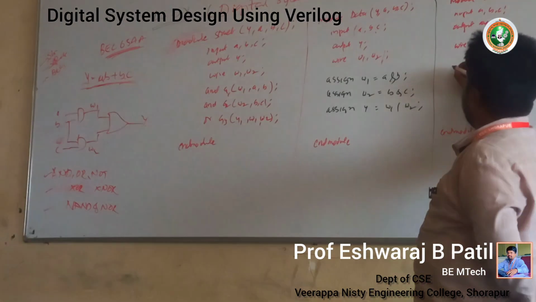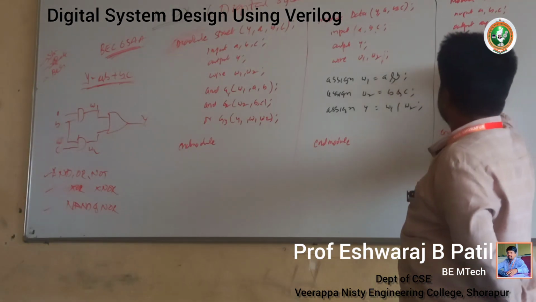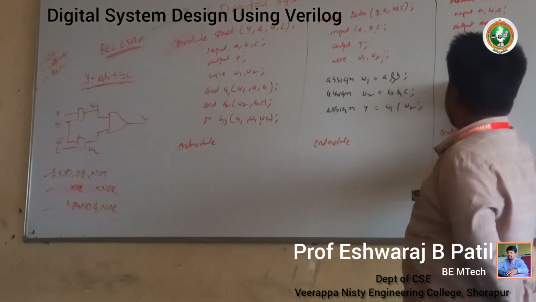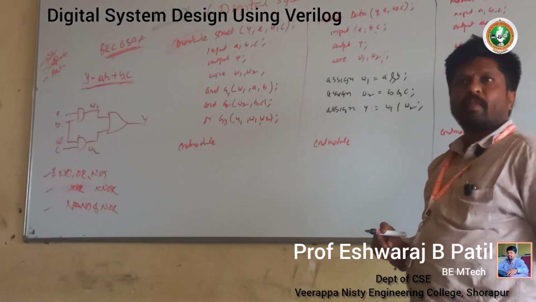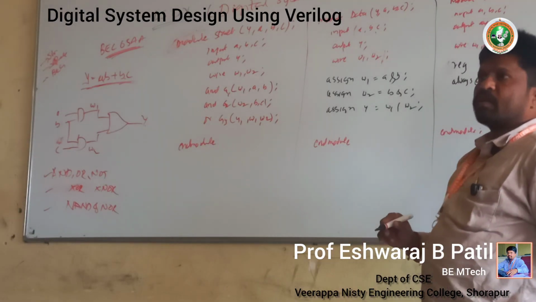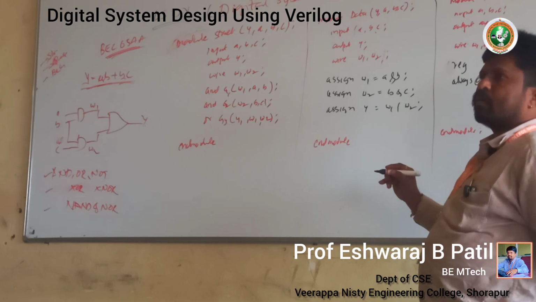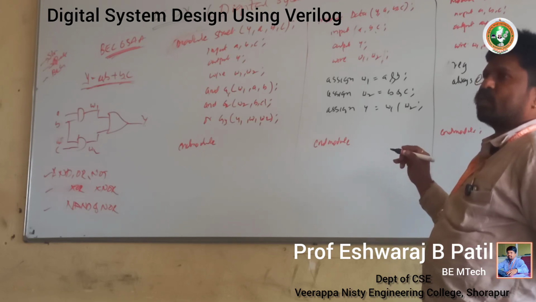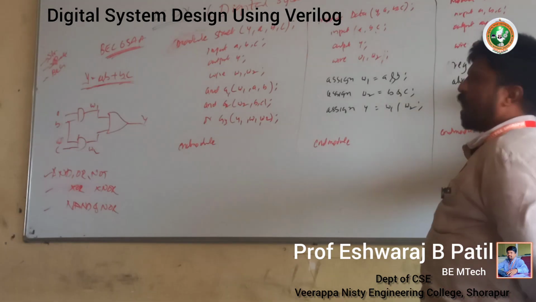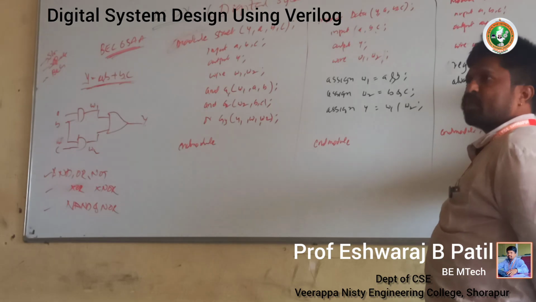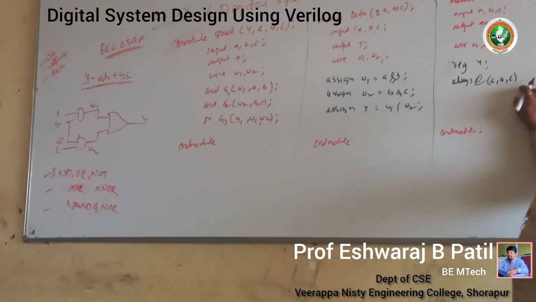Here we'll be using only two keywords. That's the reg keyword, and another one is what? The always at the rate. The reg keyword is used to write the Y output, and the always keyword is used to write the inputs A, B, C. You should not write any semicolon here.